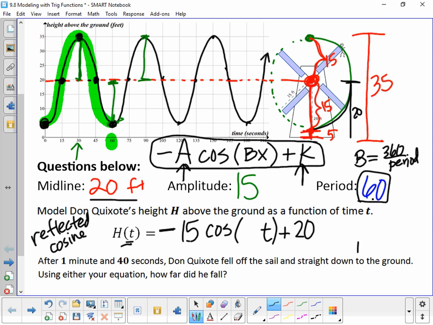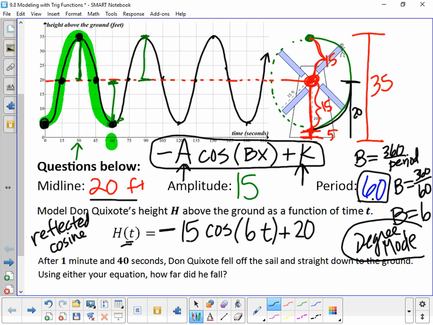I'm going to go ahead and do this in degree mode, mostly because I noticed that that 60 will divide really nicely into the 360. So b is going to be 360 divided by 60, and that means in my equation the b value is going to be 6. If we evaluate this function, we're going to have to make sure we're in degree mode.